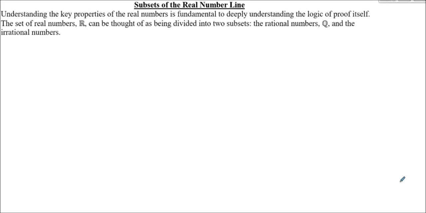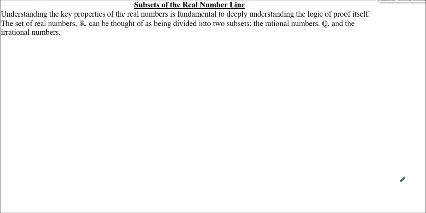So that concludes, in a very brief summary, what we should have learnt from AS or Year 12 last year. Moving forward, it's worth considering in a bit more depth subsets of a real number line. So understanding the key properties of real numbers is fundamental to deeply understanding the logic of proof itself.